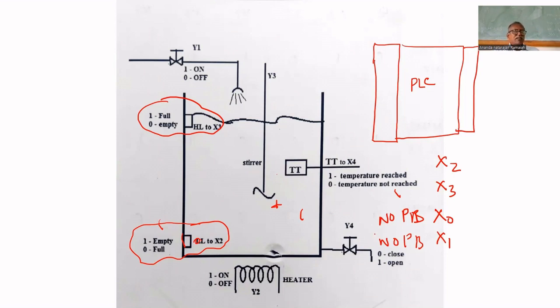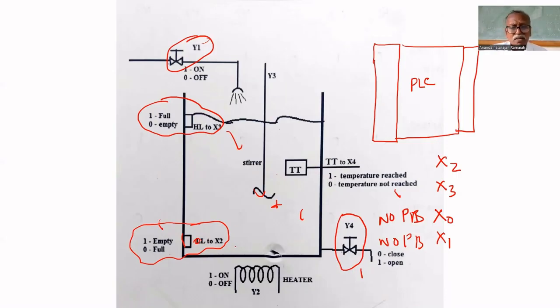Next, it is not sufficient that the tank is empty to open the inlet valve. Where is the inlet valve connected? At Y1. We can open the inlet valve if the tank is empty, but the outlet valve must also be closed, otherwise it will drain away. That's why we have to check whether the outlet valve is closed or not.